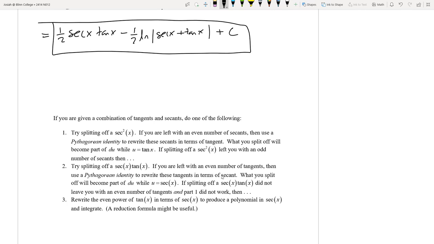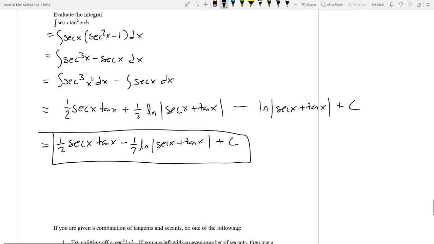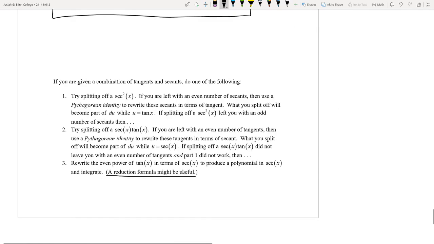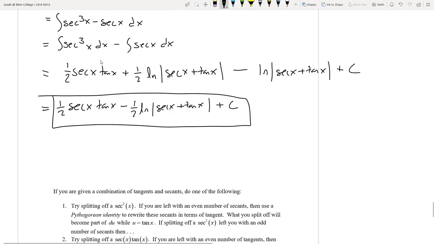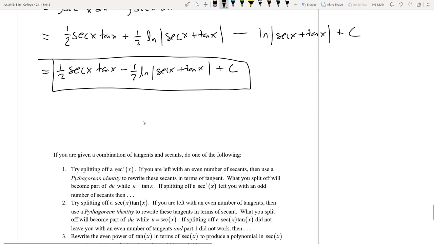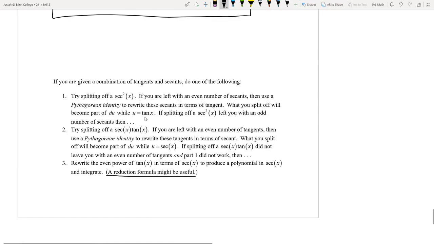If this didn't work and this didn't work, then you're going to have to rewrite the power of tangent in terms of secant and make a polynomial in secant. As it says here, a reduction formula might be useful. We're not using those, so we are going to be very limited. We can only go up to secant cubed. That's as high as we can go. And that's why I want you to pretty much just memorize that guy, or be able to do it with integration by parts. So we're not going to use the reduction formula.